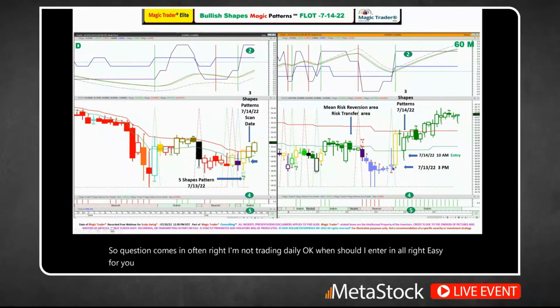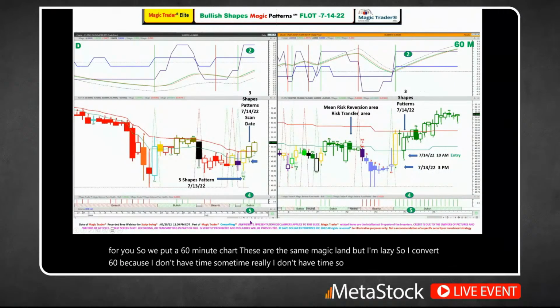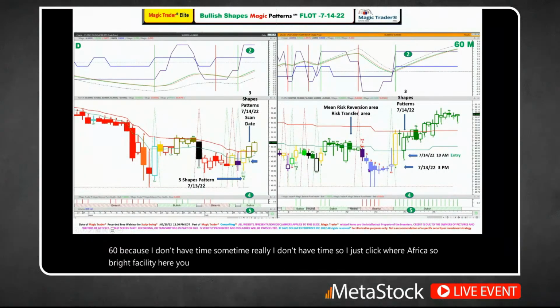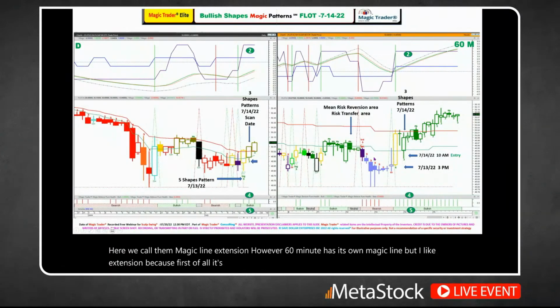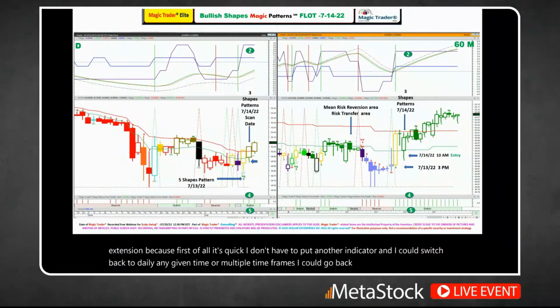So we put a 60-minute chart. These are the same magic line, but I'm lazy. So I convert to 60 because I don't have time sometimes. Really, I don't have time. So I just click in MetaStock, which has a great facility here. You put daily and you convert into 60. These two lines are there. Who cares? But we call them the magic line extension. However, 60-minute has its own magic line, but I like the extension because first of all, it's quick. I don't have to put on another indicator, and I can switch back to daily at any given time or across multiple time frames. I can go back and forth. So that's why I love it.